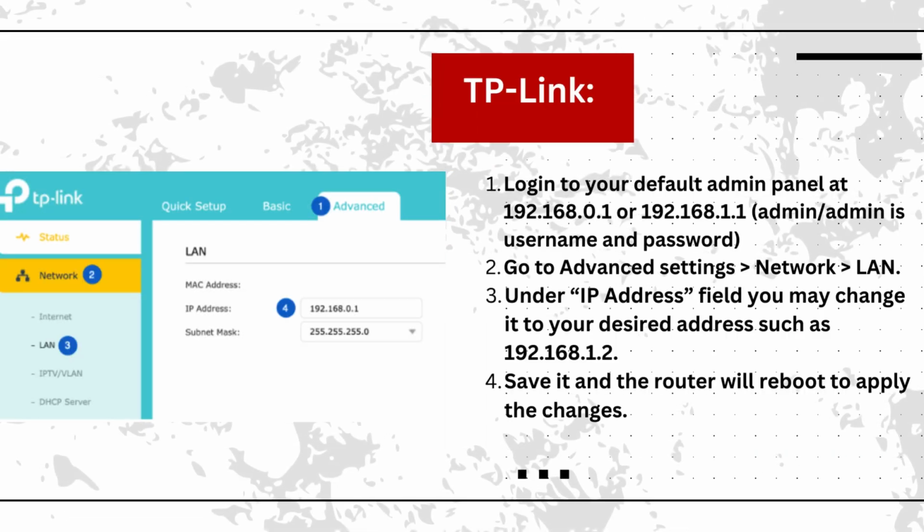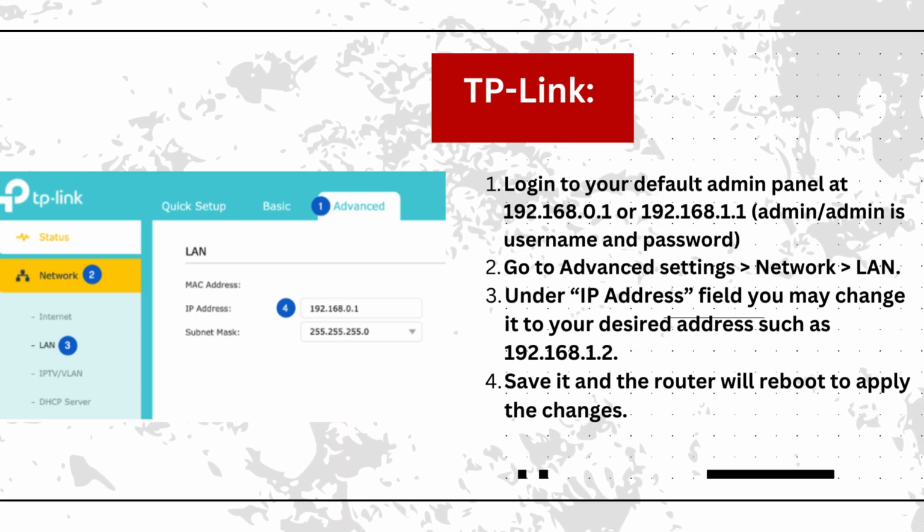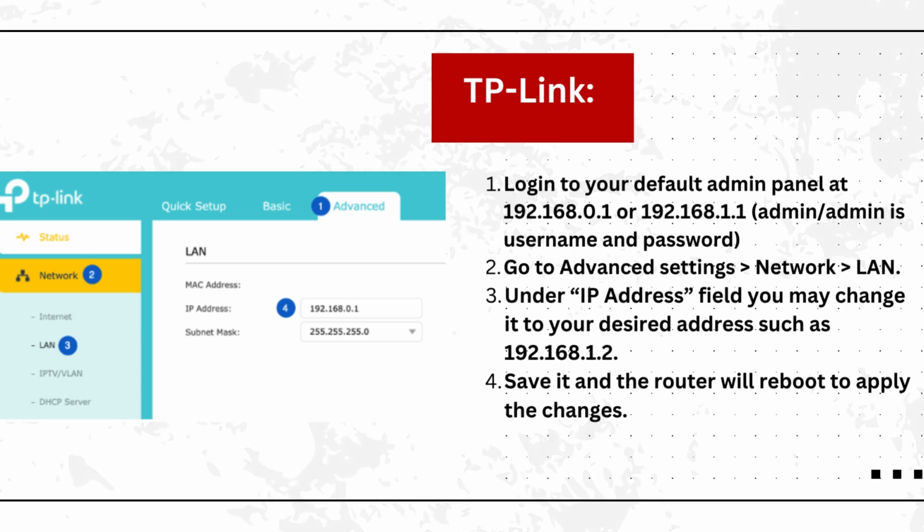Step 1. Log into your default admin panel at 192.168.0.1 or 192.168.1.1. Admin/admin is the username and password. Step 2. Go to Advanced Settings, Network, LAN. Step 3. Under the IP address field, you may change it to your desired address, such as 192.168.1.2. Step 4. Save it and the router will reboot to apply the changes.